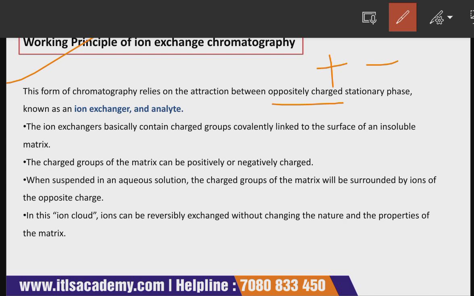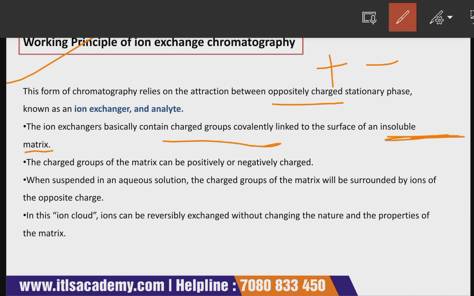And they are known as ion exchanger that we have already studied, and analyte. The ion exchanger basically contains a charged group covalently linked to the surface of an insoluble matrix. So ion exchangers contain charged groups, and these charged groups are linked covalently on the surface of the insoluble matrix.